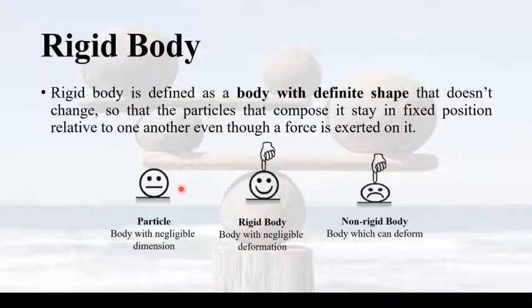So particle is a body with negligible dimensions. We assume no dimensions because it's very, very small. And then rigid body is negligible deformations. So what does it mean by negligible deformations? For example, you as a human, so your skin is soft. When you apply a force on your, let's say your hand, the shape, it might change a little bit because when you compress it, okay, your skin is soft, the shape will change a little bit. But the deformation is negligible. Okay, the shape, it won't change a lot.